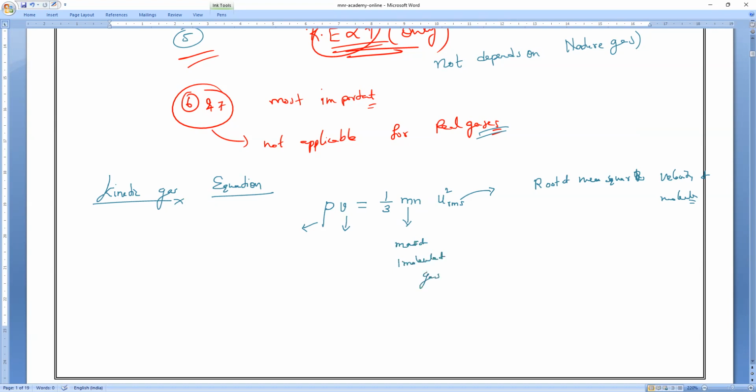m is the mass of one molecule of gas. N means number of molecules, not moles. U means the root mean square velocity of molecules, meaning the average we will take. That is what you have to remember.